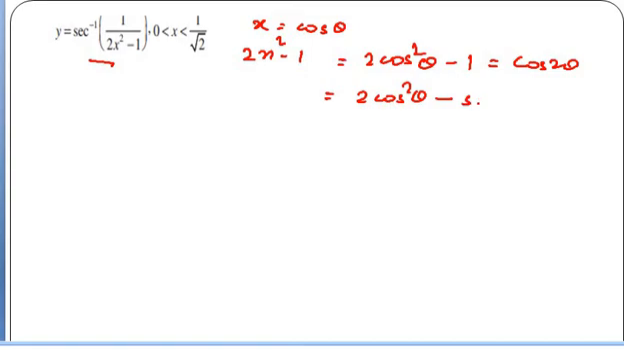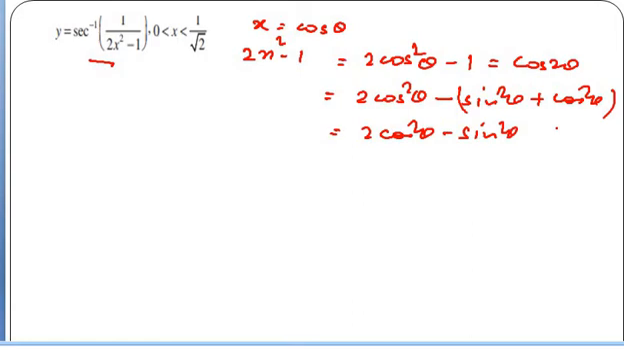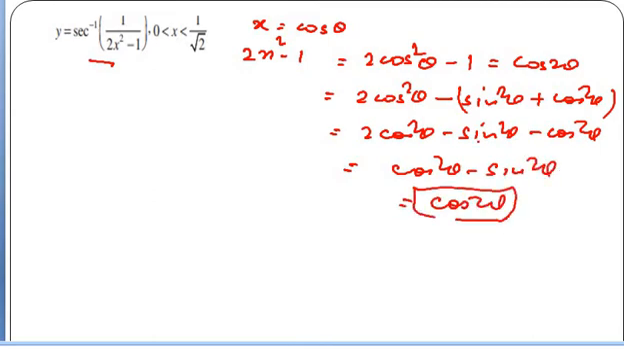Or I can write it using sine square theta. I will substitute the value of 1 as sine square theta plus cos square theta, so 2 cos square theta minus sine square theta minus cos square theta. Again I can write cos square theta minus sine square theta. Again we can say this is cos 2 theta. So either way you can use this cos 2 theta or this, anything is fine.